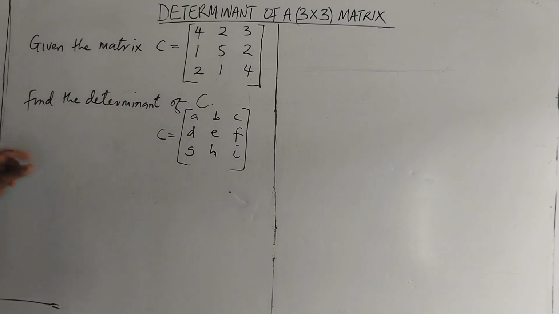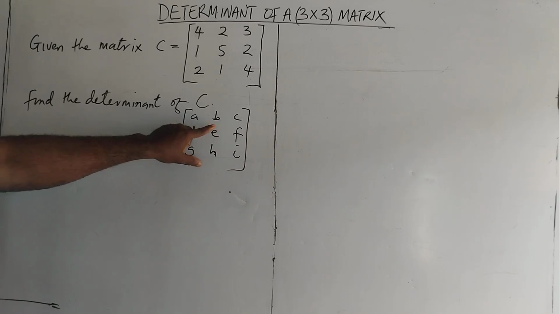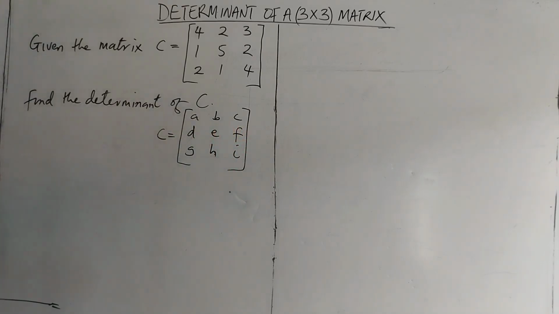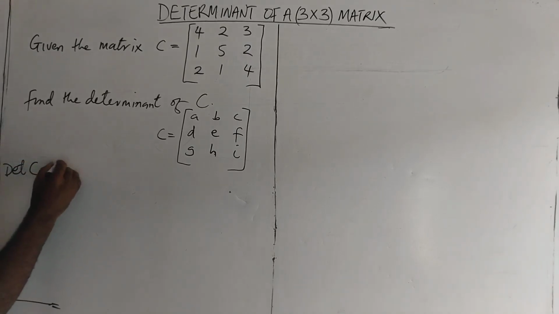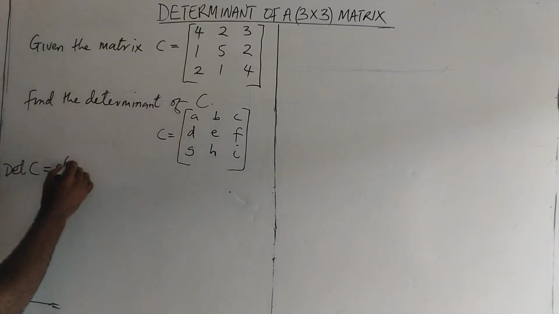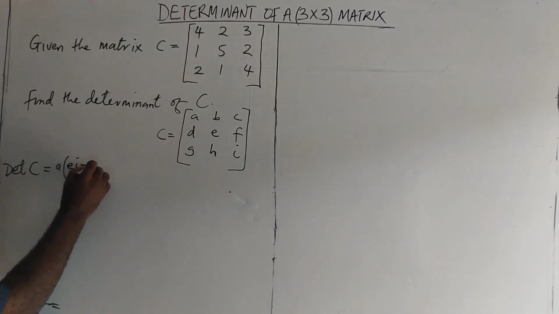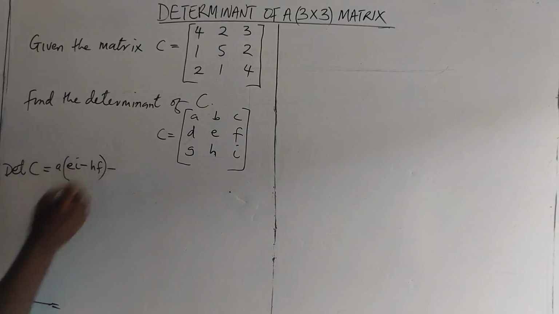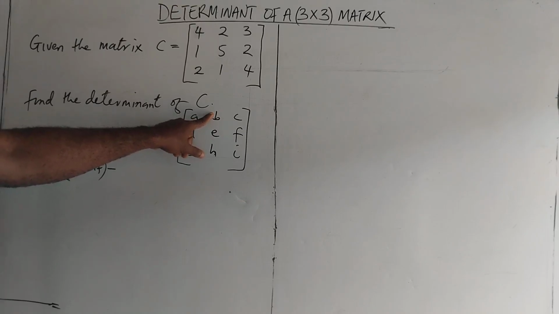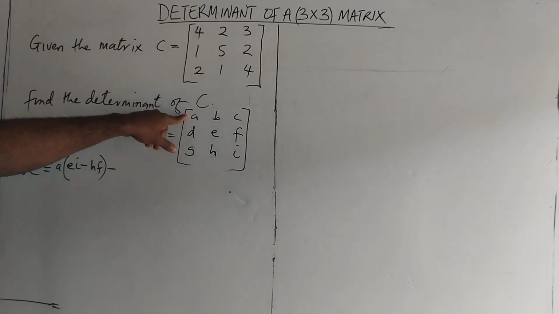Then what it says is use that A to multiply the determinant of this minor matrix. So I will write determinant of C will now be A times the determinant EI minus HF.